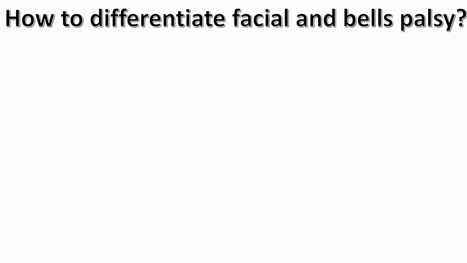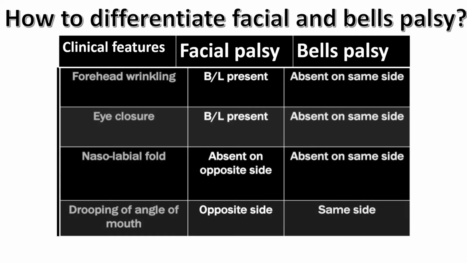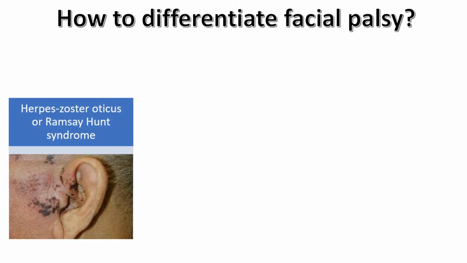As mentioned in this table, you may observe these clinical features to establish a diagnosis of Bell's or facial palsy. The most common feature is forehead wrinkling is present on both sides in facial palsy, whereas it is absent on the same side in Bell's palsy. Now let's differentiate facial palsy.